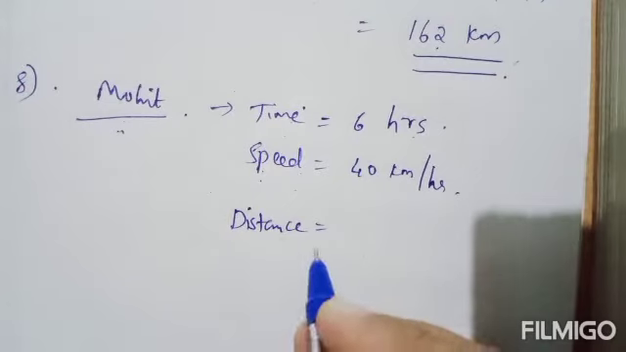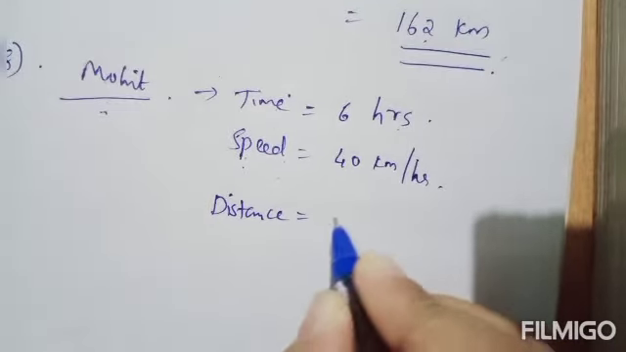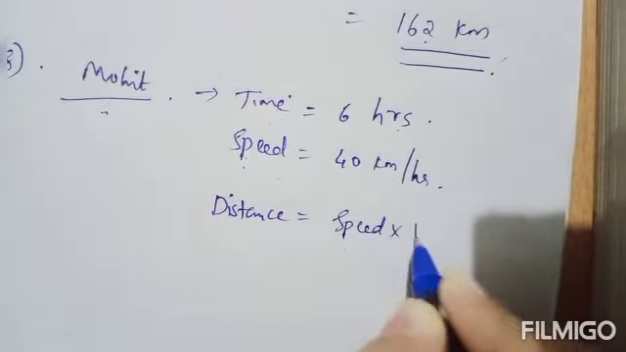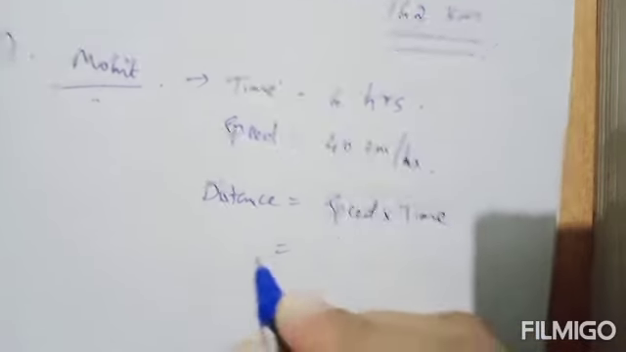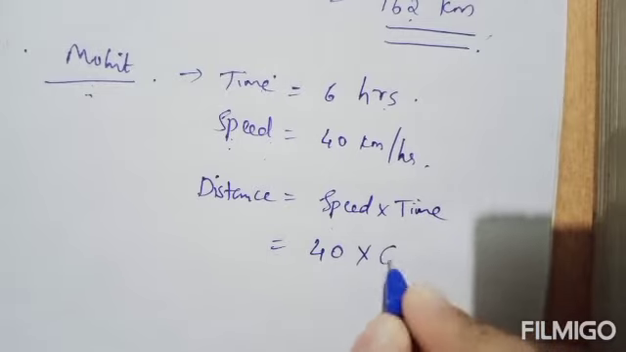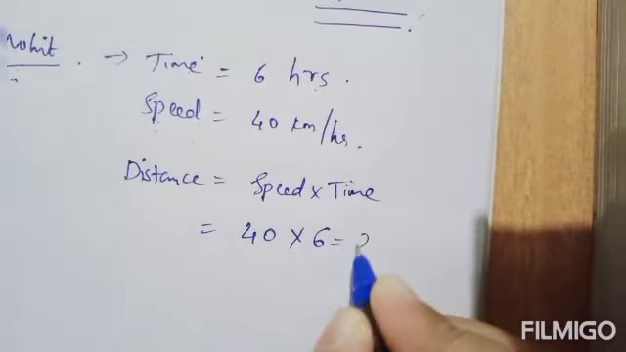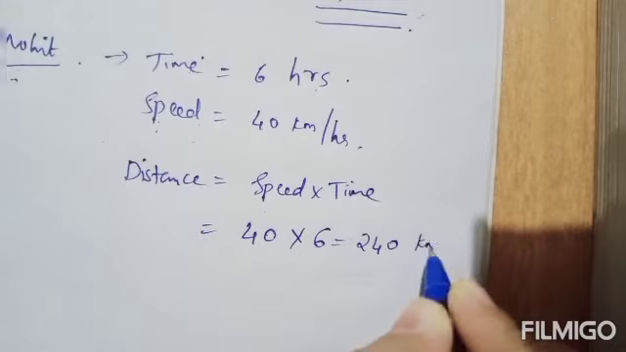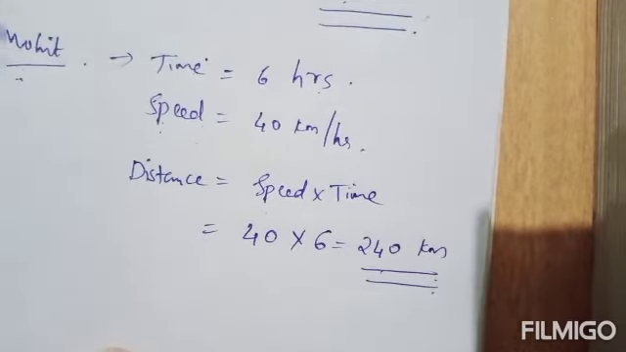So distance covered by Mohit, how can you find? Distance equal to speed into time. This formula we know. So speed, it is 40 into time, it is 6. You will get 240 kilometer. So this is the distance covered by Mohit.